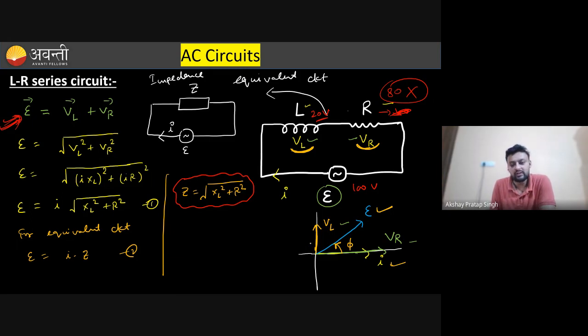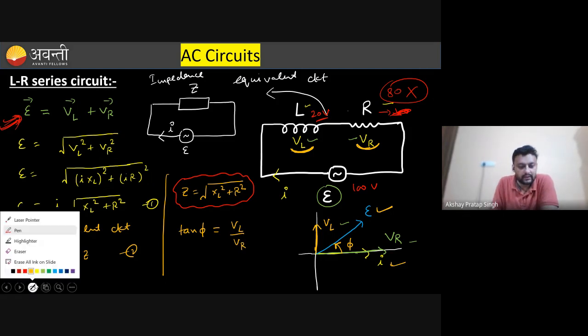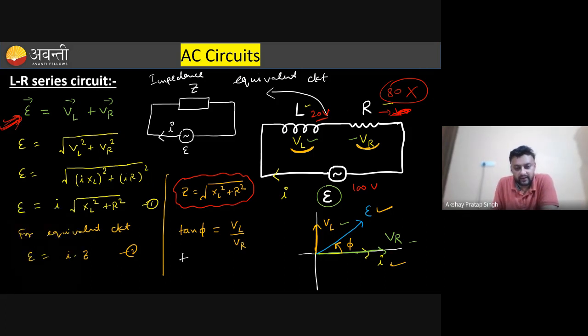EMF is leading. By what angle is it leading? So I can calculate the angle. You can also calculate tan phi is equal to perpendicular over base, that is VL over VR. Or you can simply write it as tan phi is equal to VL, which is IXL, over VR, which is IR.